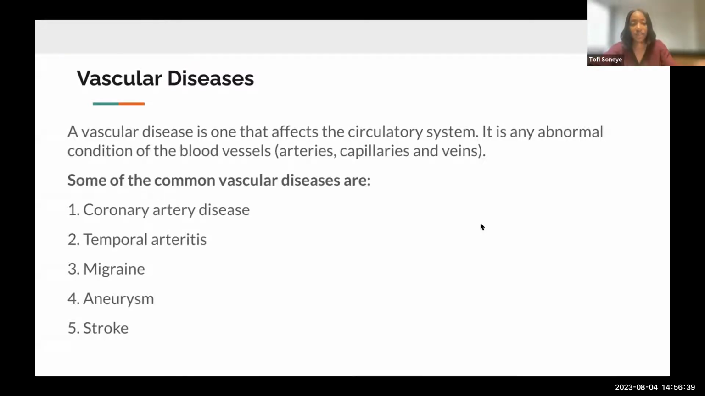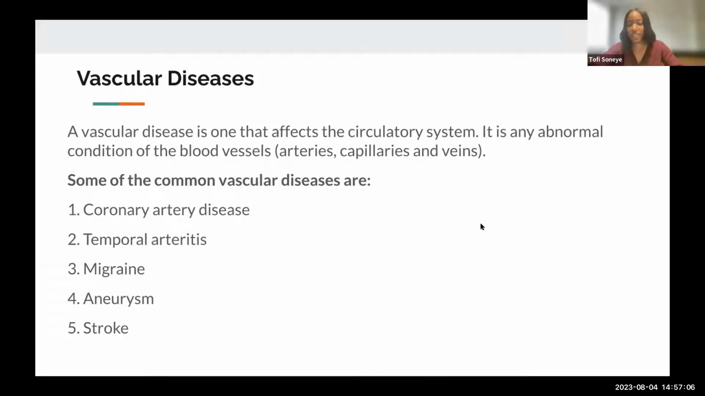So these are some of the more common vascular diseases, but the one I focused on primarily in my project was temporal arteritis. Temporal arteritis is a disease caused by the inflammation of the temporal artery, which is located on the side of the head. It usually presents in patients that are between the ages of 50 to 70 years.